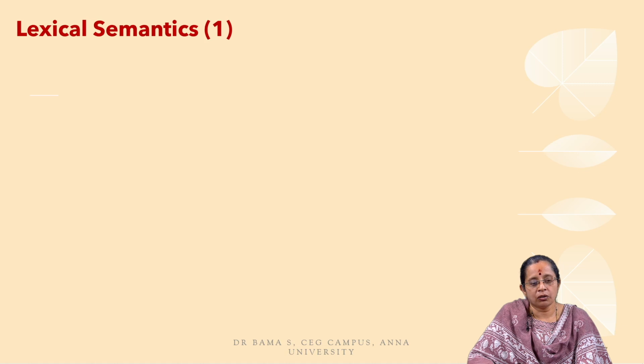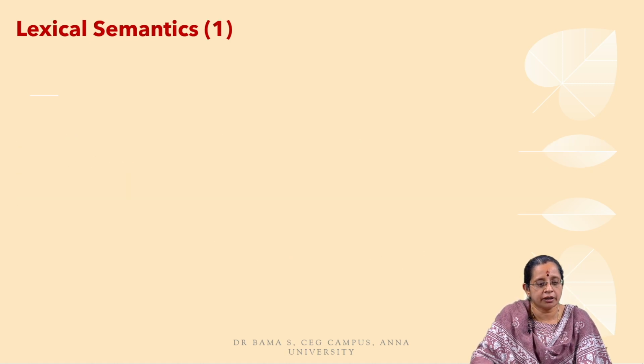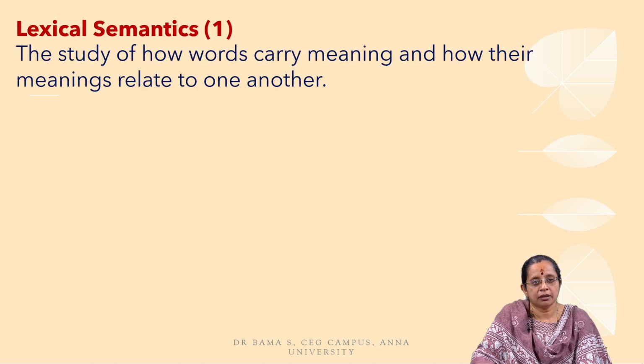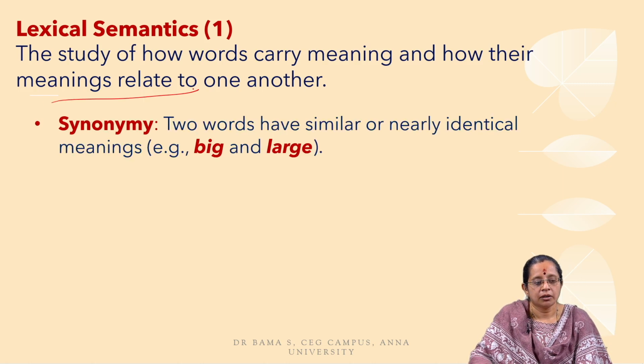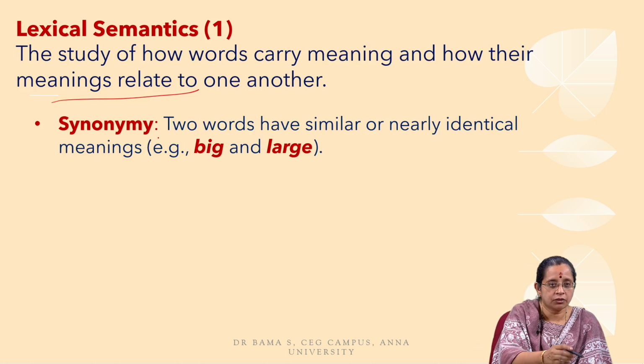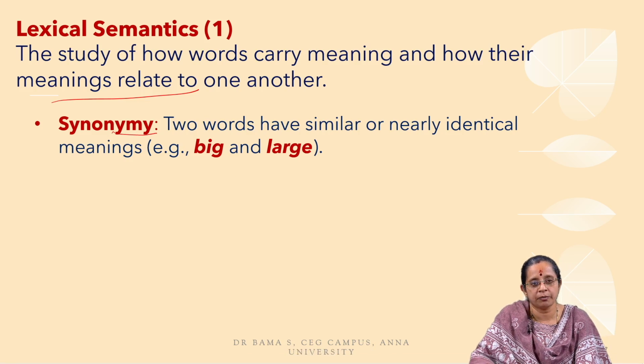Now we will look at the first level, which is the word meaning. At the word meaning, we call it lexical semantics. Here it describes how words carry meaning and how their meanings relate to one another. Many lexical terms end in -ymy. The first one will be very familiar. It is called synonymy, that is, two words which have similar or nearly identical meanings, which you would all have learned in smaller classes also.